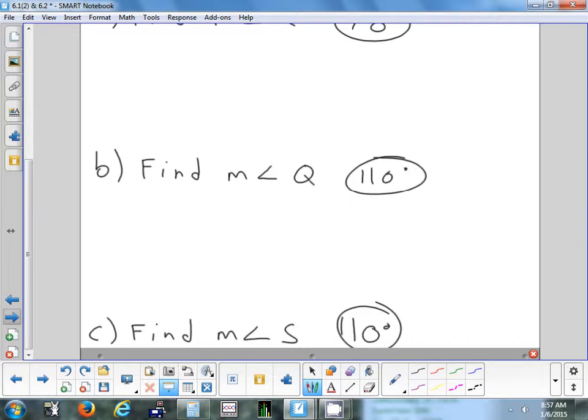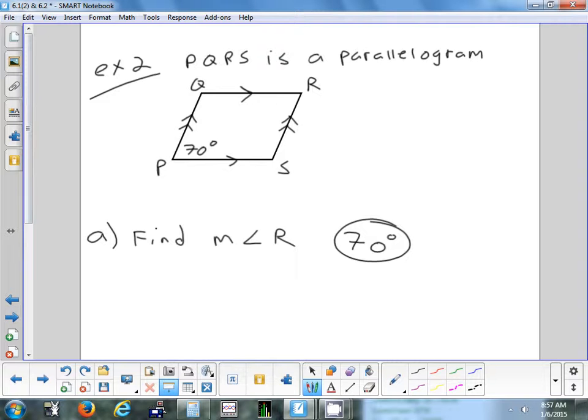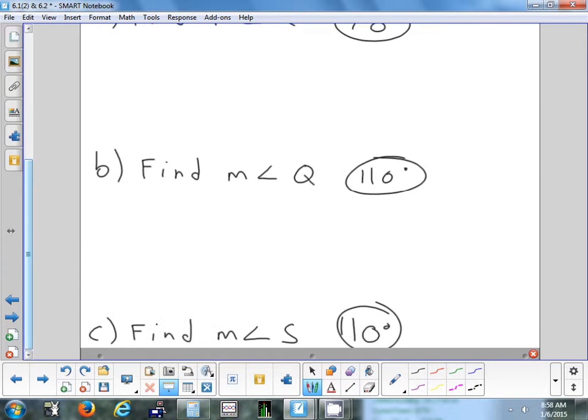Okay, you could have also used the fact that all the angles in a quadrilateral have to add up to 360. Right? If you already knew P, R, and Q, add all those up, and whatever's left over has to add up to 360. Okay, so there's all kinds of ways to figure out sides and angles in quadrilaterals, and especially parallelograms.